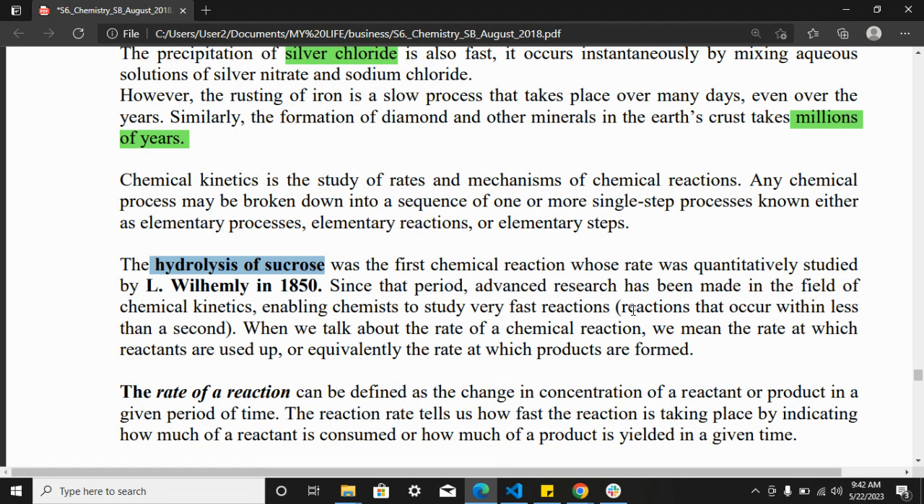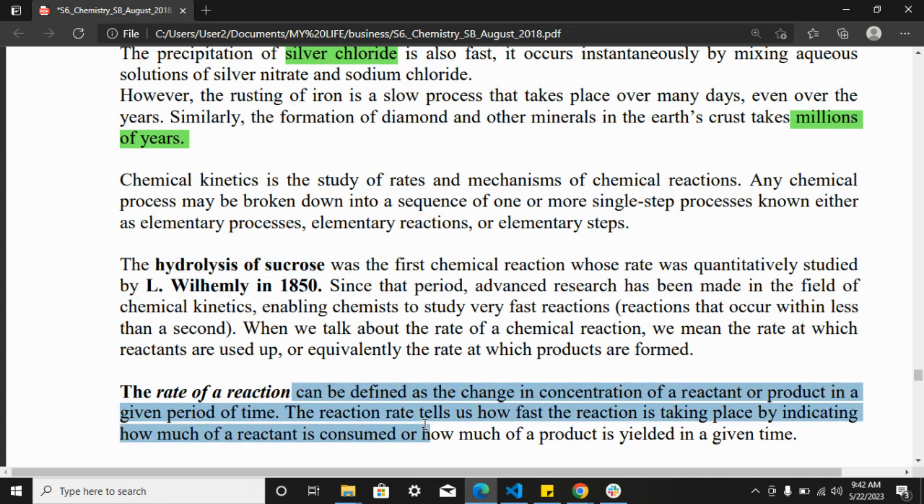So reactions that occur within less than a second. When we talk about the rate of a chemical reaction, we may mean the rate at which the reactants are used up. When we talk about rate of reaction, we are talking about the speed at which reactants are being used up or consumed, or the speed at which the products are being formed. So the rate of reaction, simply by definition, can be defined as the change in concentration of a reactant or product in a given period of time.